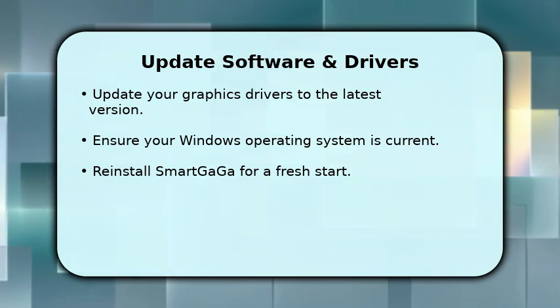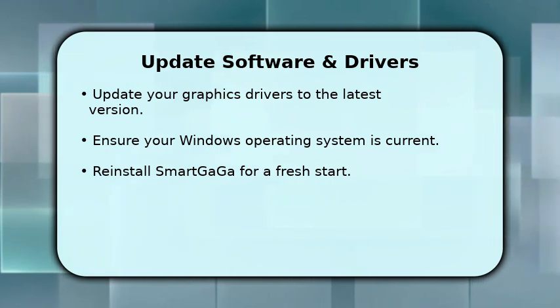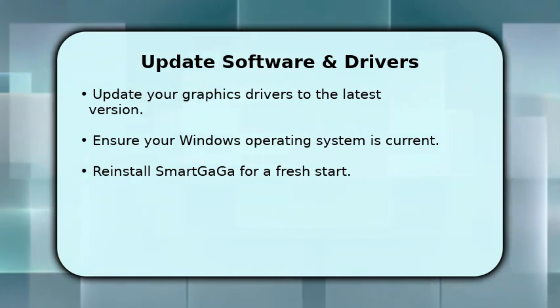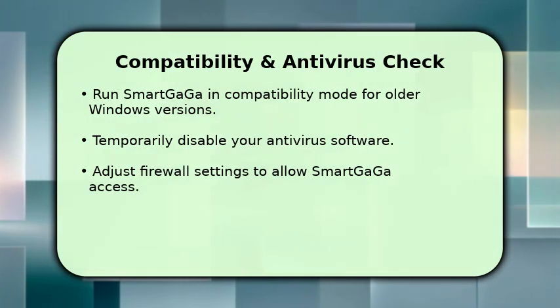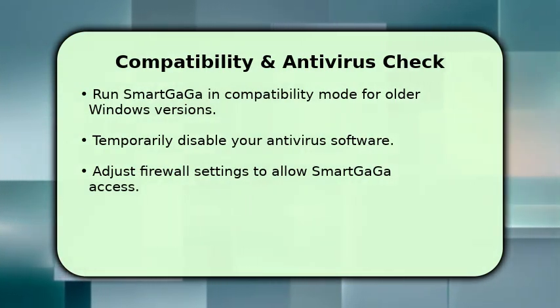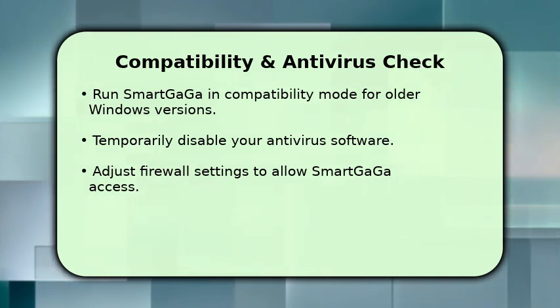If the problem persists, a clean reinstallation of Smartgaga can often resolve deeper software conflicts, giving you a fresh and error-free start. Sometimes, compatibility issues can cause error 7. Try running Smartgaga in compatibility mode, especially if you're on a newer Windows version.